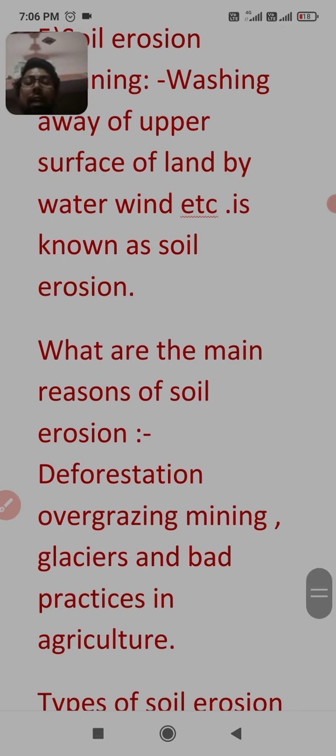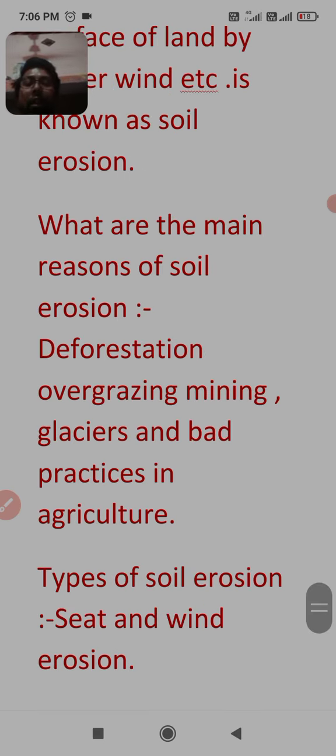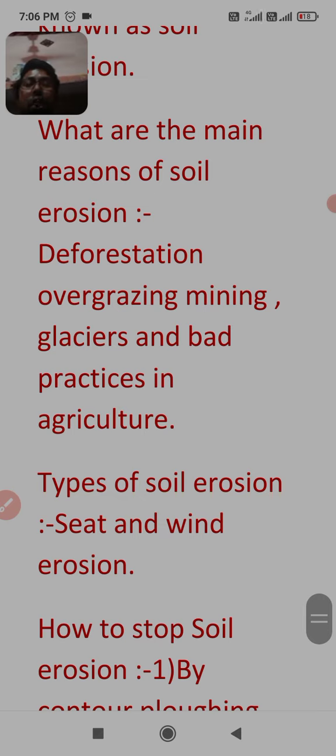Main reasons are deforestation, overgrazing, mining, glaciers and bad practices in agriculture. Bad practices means plowing in a bad way, along parallel to the slope. Next point, types of soil erosion. Sheet erosion is when the upper sheet of land or soil is washed away by the water, and by the wind, it is known as wind erosion.